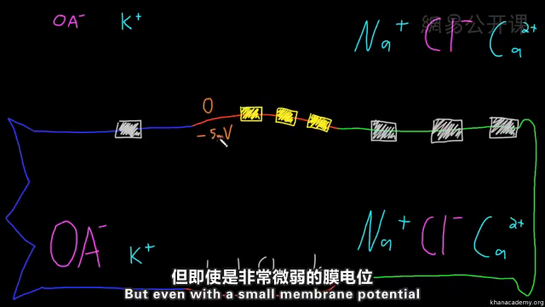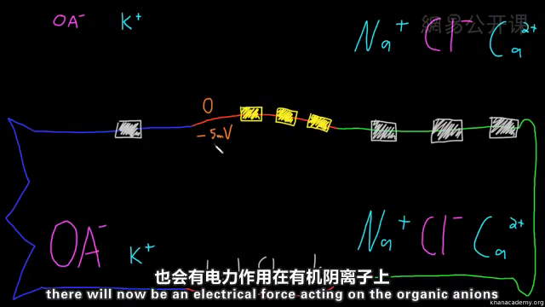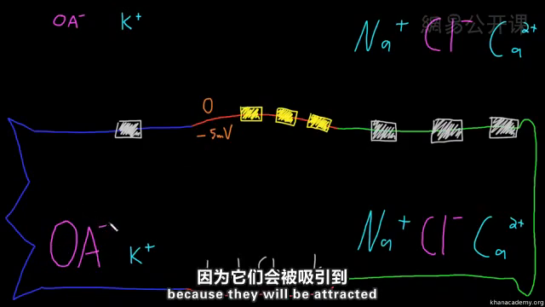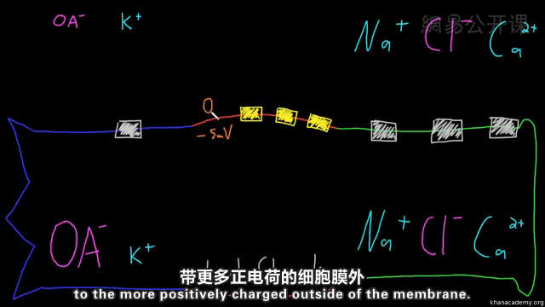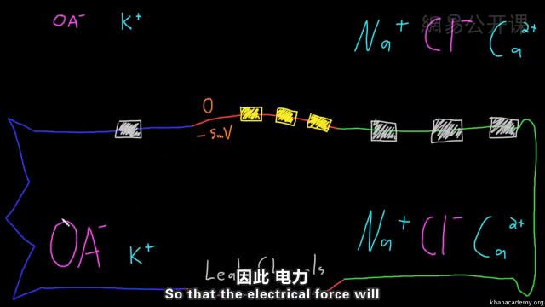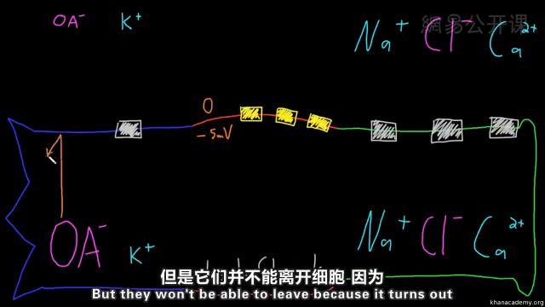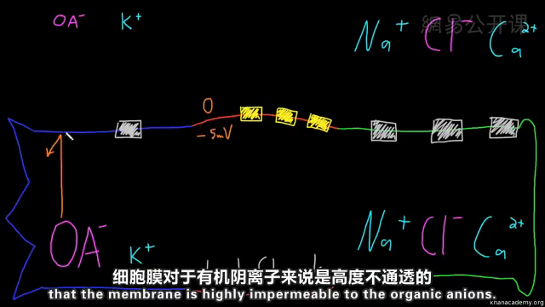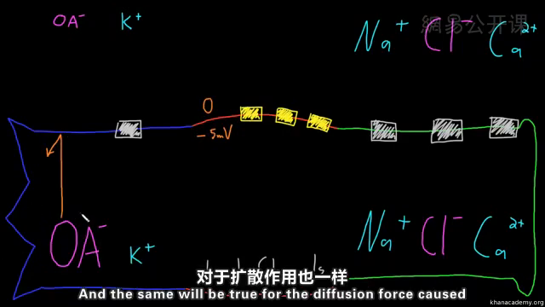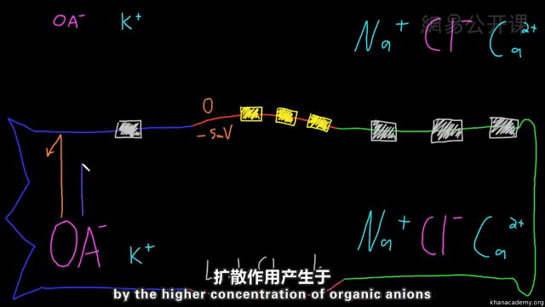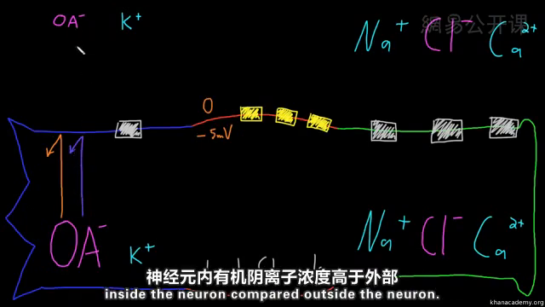But even with a small membrane potential, there will now be an electrical force acting on the organic anions, because they will be attracted to the more positively charged outside of the membrane, so the electrical force will be trying to drive organic anions out of the neuron, but they won't be able to leave, because it turns out that the membrane is highly impermeable to the organic anions. And the same will be true for the diffusion force caused by the higher concentration of organic anions inside the neuron compared to outside the neuron.